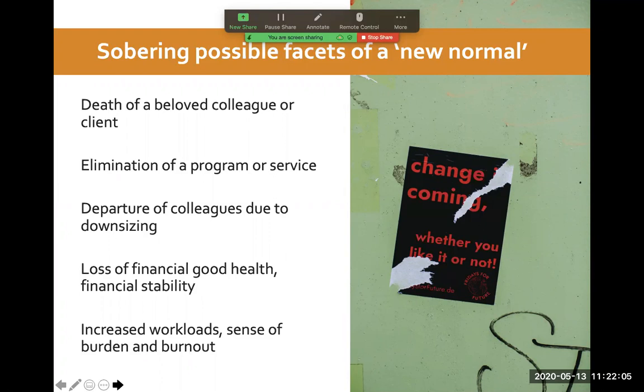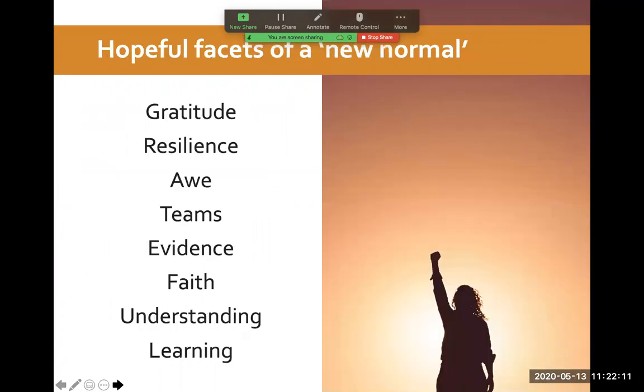But as I thought about the sobering aspects or facets of a new normal, I also started to think about the hopeful aspects, and I wanted to share some of those. And these are kind of a corollary to the downsides of the new normal. And I started jotting down some words that came to mind, and I quickly saw that I almost formed a word. And with a few tweaks, I was able to come up with the word grateful, which really captures how I'm feeling.